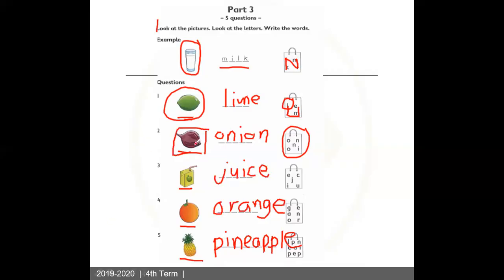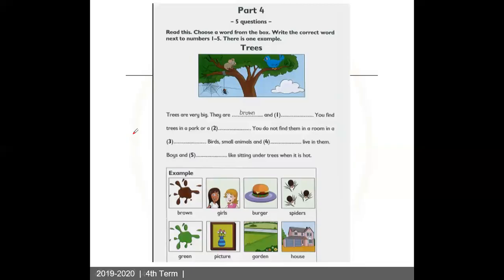Okay, so we've learned some words today. We have lime. Okay, so when you say it's a lime, it's like a lemon, but the color is actually green. It's a lime. And we have the word onion. We have the word juice, orange, and pineapple. Okay, so that's the end of part 3. Let's move on to part 4. Okay, part 4. Okay, there are like 5 questions again. It says here, choose the word from the box. So this is the box.